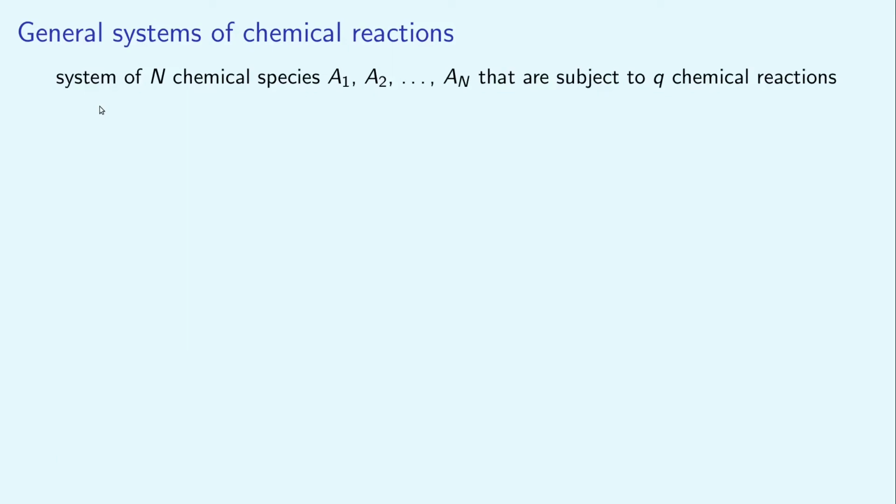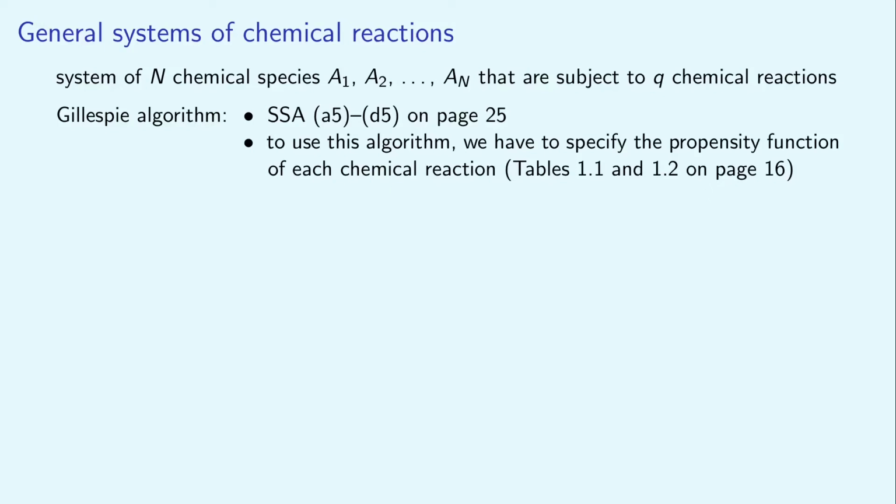So let us now summarize what we can do for general chemical systems of N chemical species A1, A2 until AN that are subject to Q chemical reactions. In our illustrative example, we had two chemical species and four chemical reactions, so capital N was equal to 2 and Q was equal to 4. We used the Gillespie algorithm to simulate it, which we stated in its general form as the SSA on page 25. In particular, if we consider an arbitrary system of chemical reactions, we can still apply the SSA. To use this algorithm, we have to specify the propensity function of each chemical reaction, which are given in tables 1.1 and 1.2 on page 16.